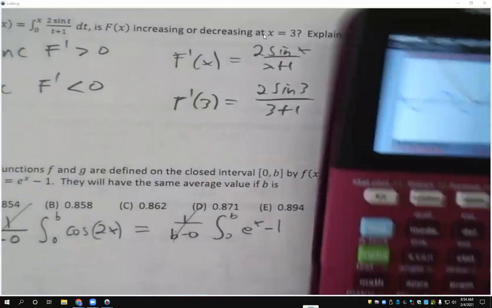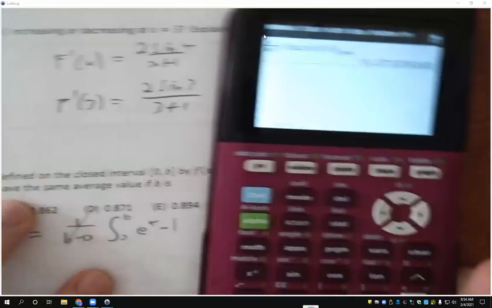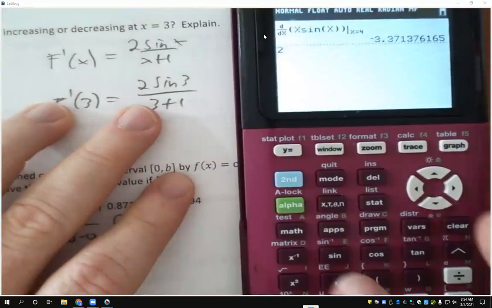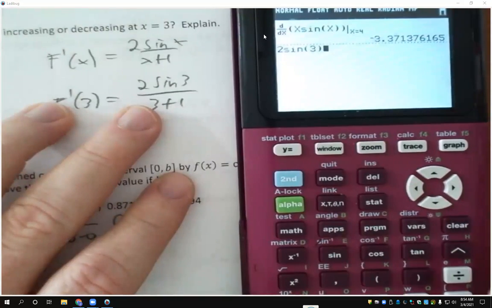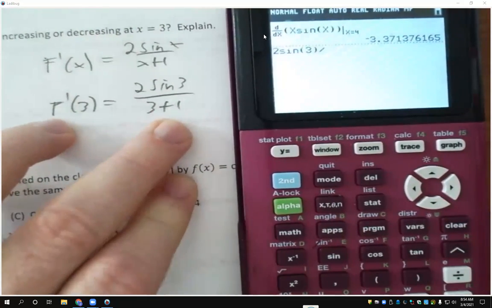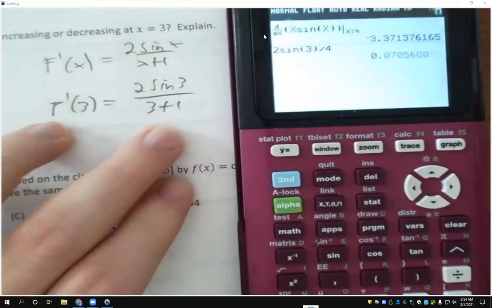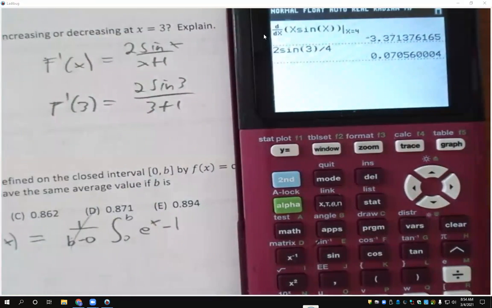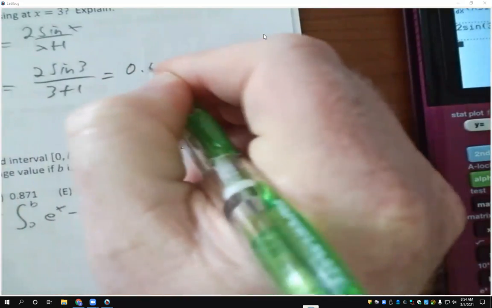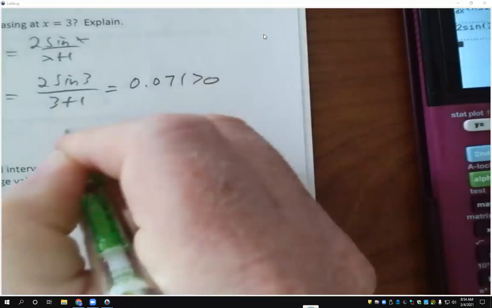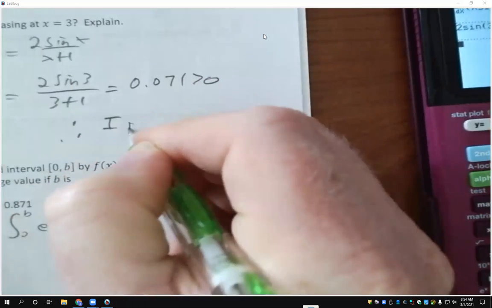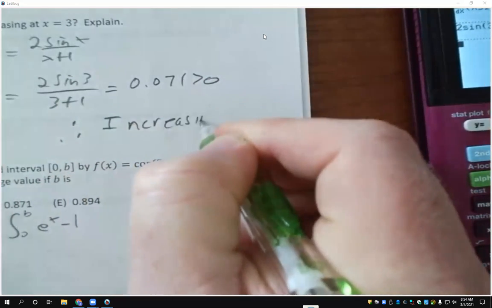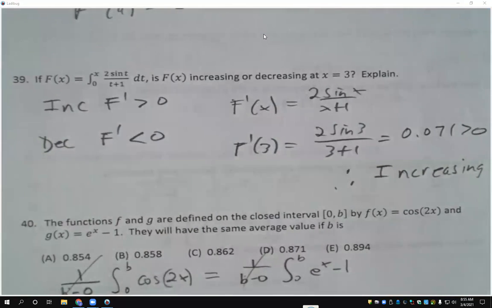So I'm just going to go to my home screen and do 2 sine 3 divided by, I'll do that in my head because I don't want to have to put parentheses, 4. And I end up with 0.071, which is greater than 0, therefore increasing. I don't know if you can see that. I'm sorry, I was moving it all over.